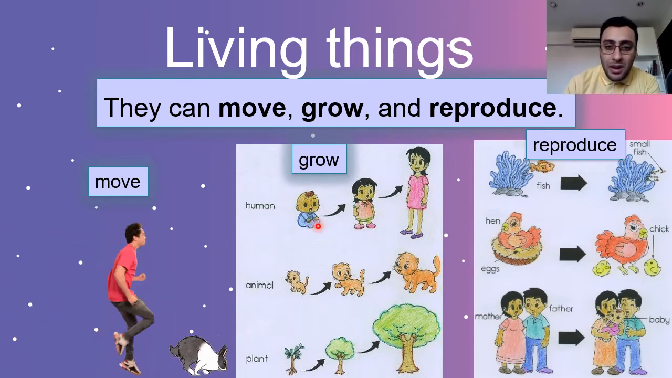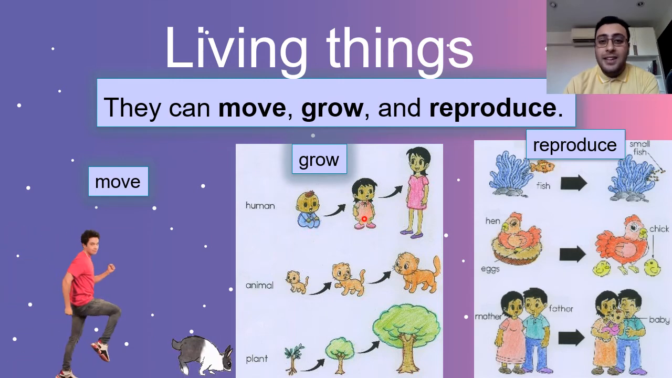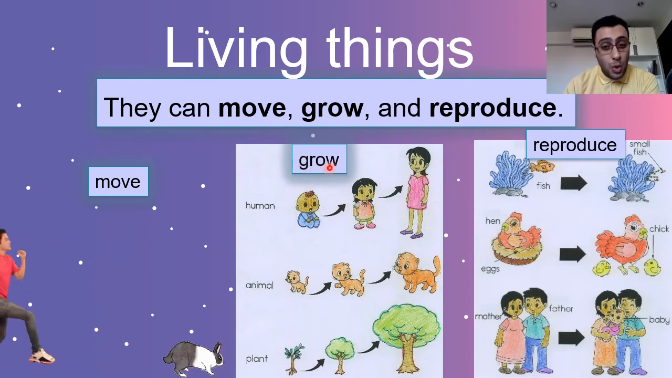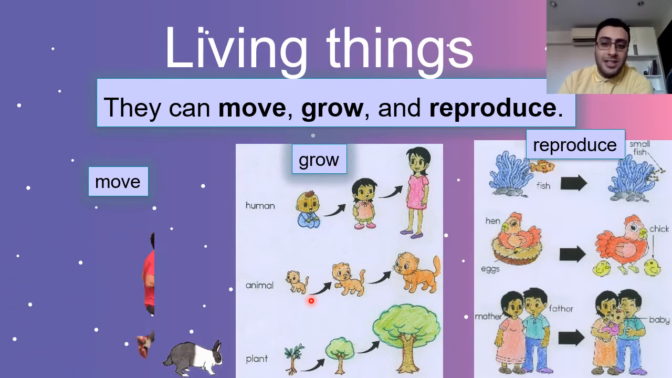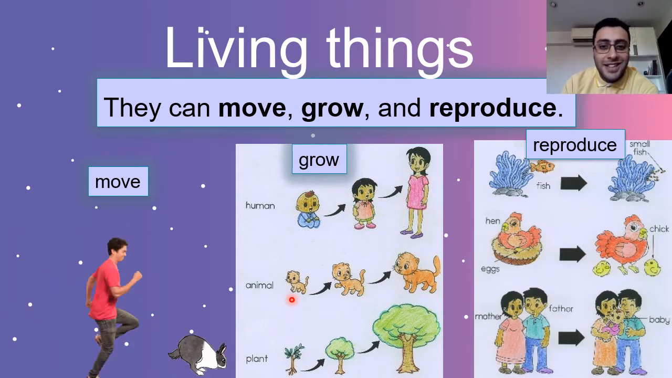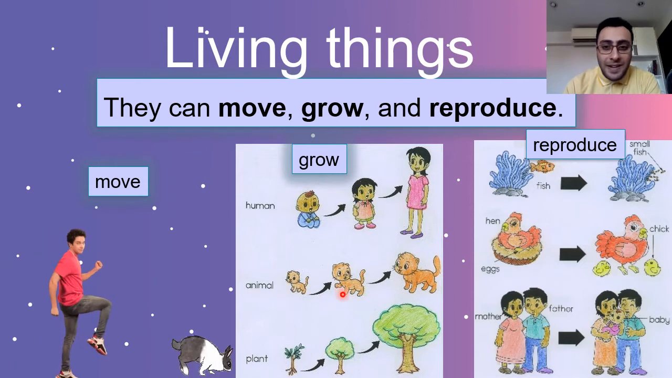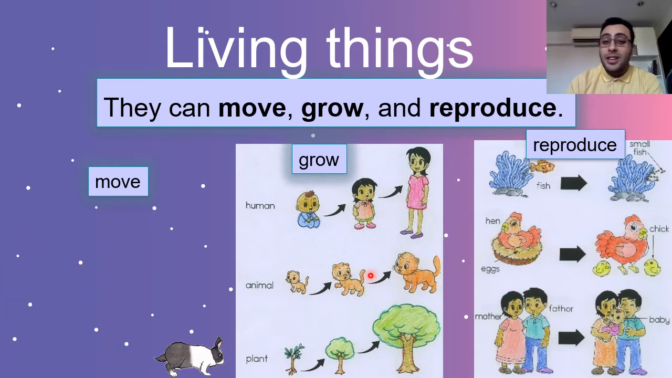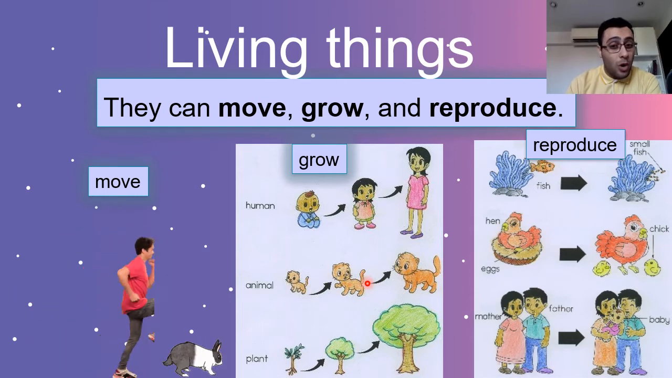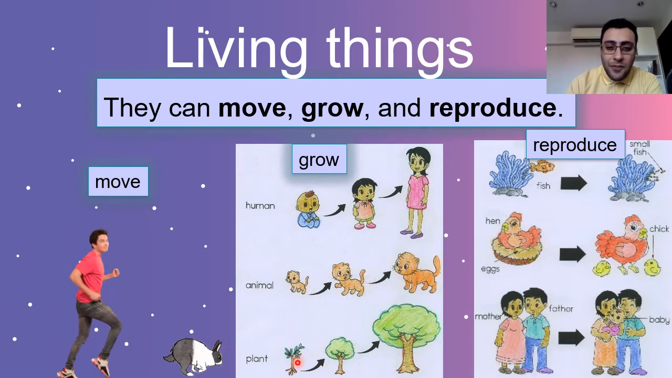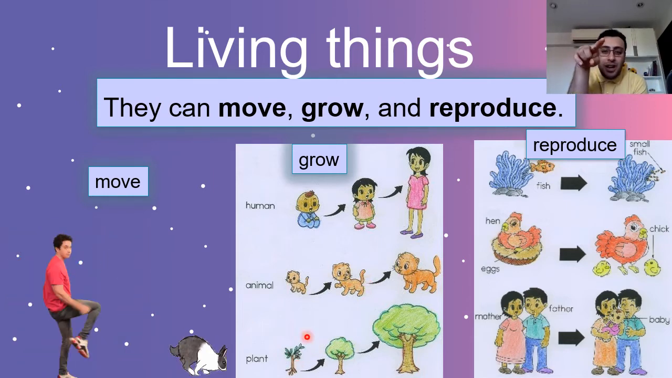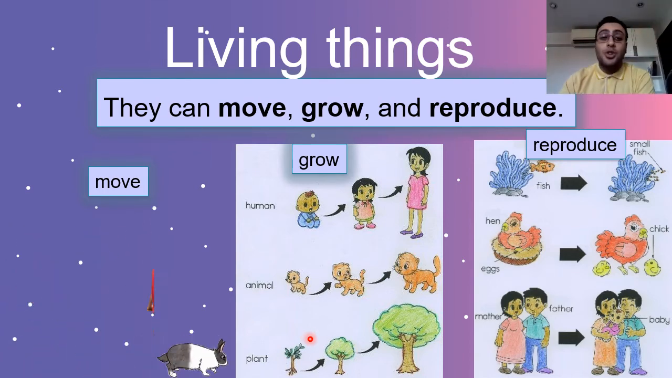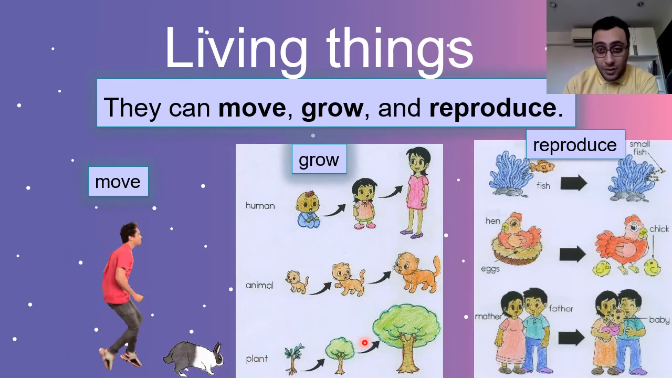Look at a human. First a baby, then a kid, then an adult. We grow. Or animals. Look at this. A tiny, tiny kitten. And then a big kitten. And then a big cat. So, this animal can grow. Or look at this tree. First, it's a little tree, like this big. And then it grows bigger and bigger. So, even plants can grow.